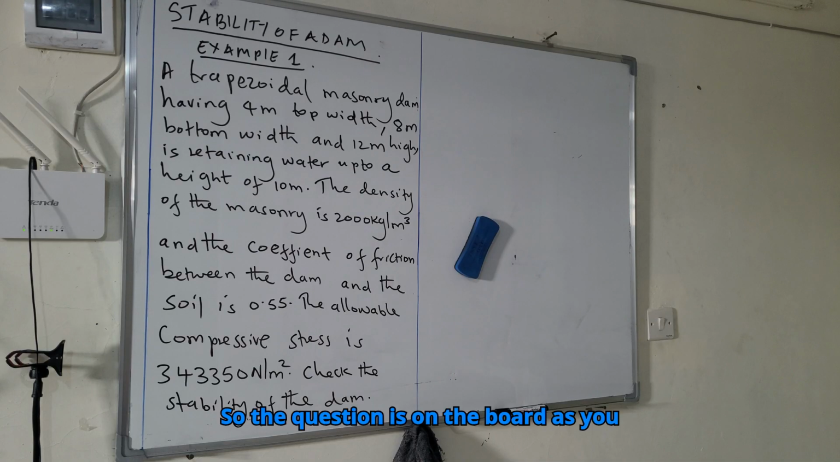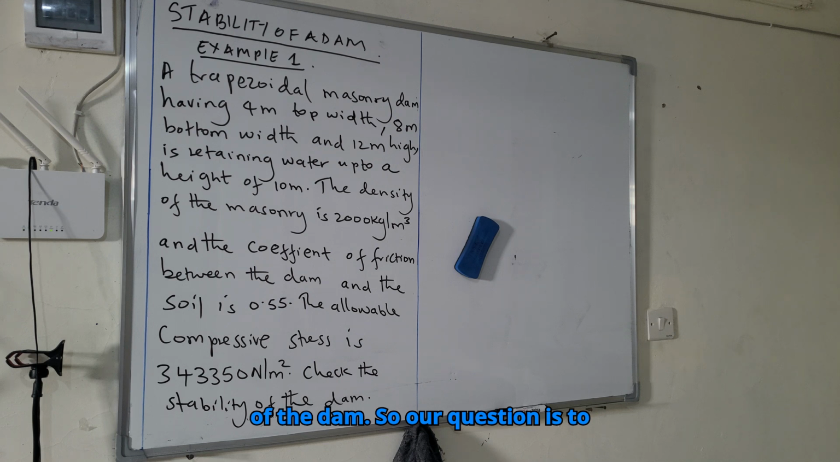So the question is on the board, as you can see, and it reads: a trapezoidal masonry dam having 4 meters top width, 8 meters bottom width, and 12 meters high is retaining water up to a height of 10 meters. The density of the masonry is 2,000 kilogram per meter cubic, and the coefficient of friction between the dam and the soil is 0.55. The allowable compressive stress is 3350 Newton per meter square. Check the stability of the dam.